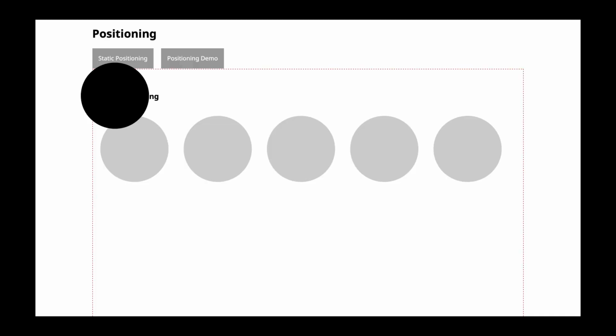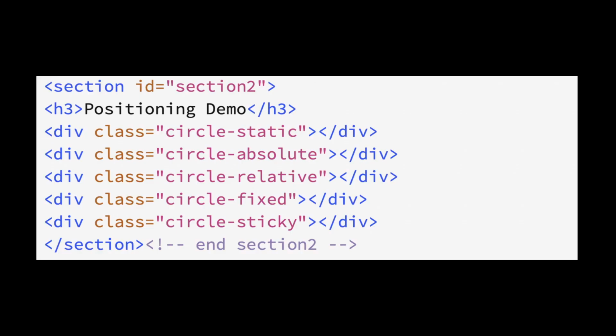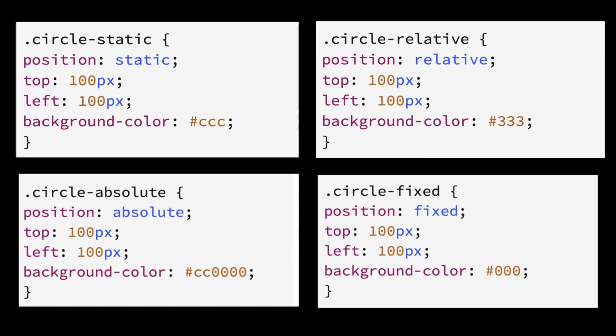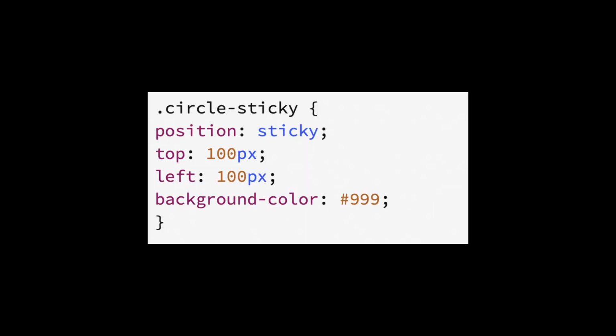Immediately, we see an element that appears out of place. This is the code for section 2, the HTML, and the CSS. As we scroll down, we see that there are actually 2 elements that appear out of place that were overlapping.